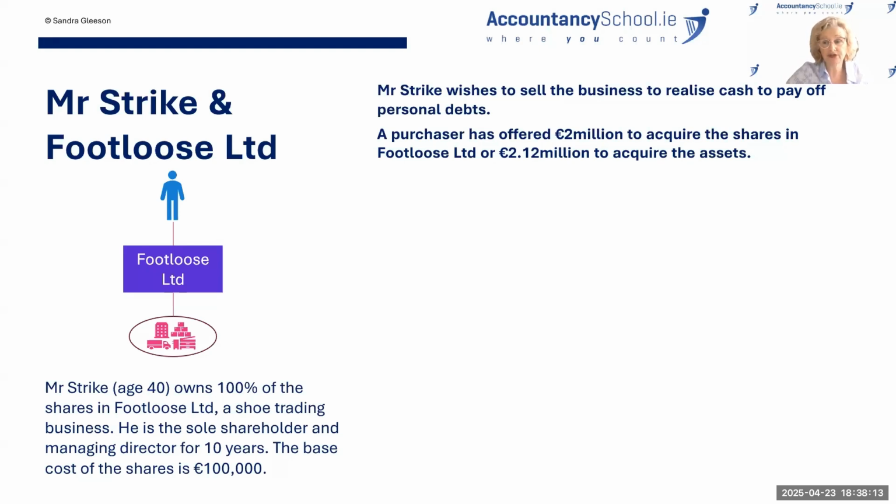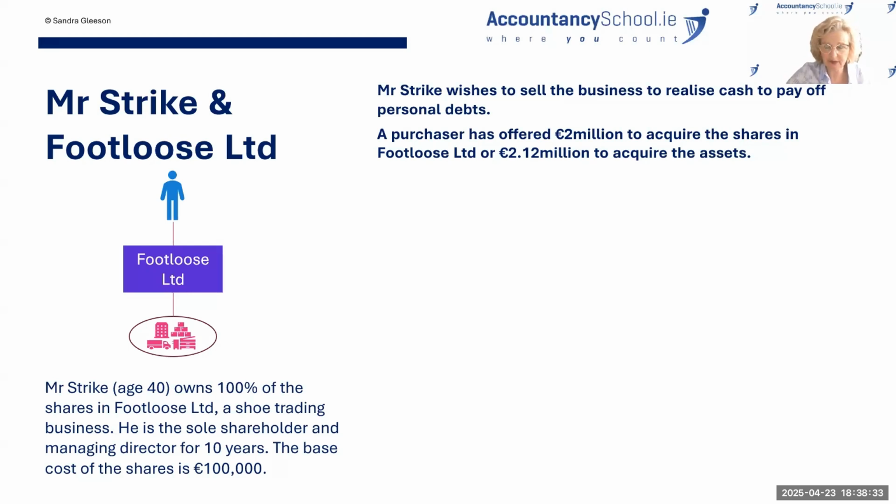We're told that the purchaser has offered 2 million to acquire the shares in Footloose Limited, or 2.1 million to acquire the assets. So from a non-tax practitioner's perspective, looking at that initially, it might look like, oh, you're going to get more money for the assets, therefore you should just sell the assets.